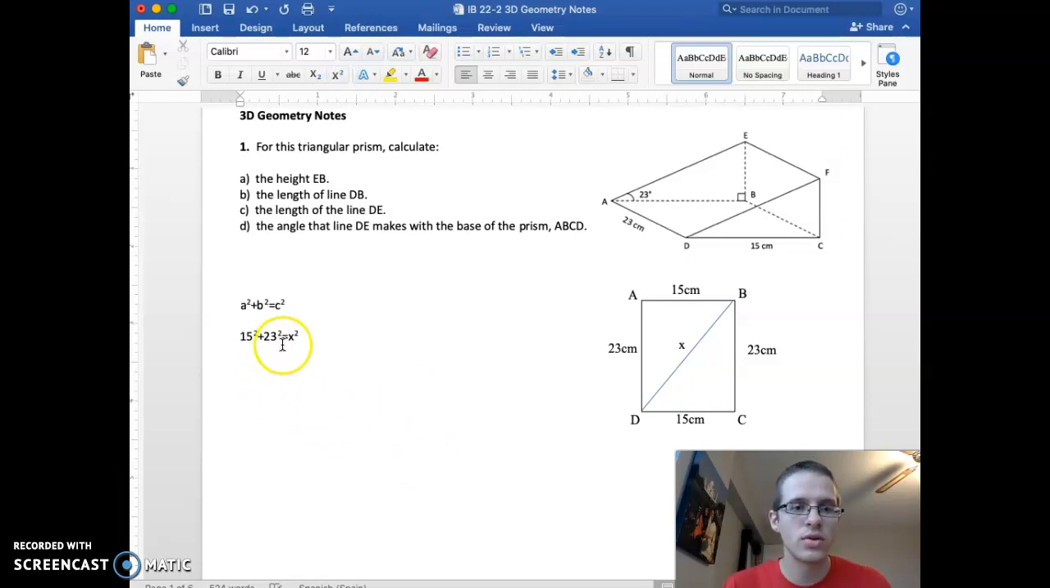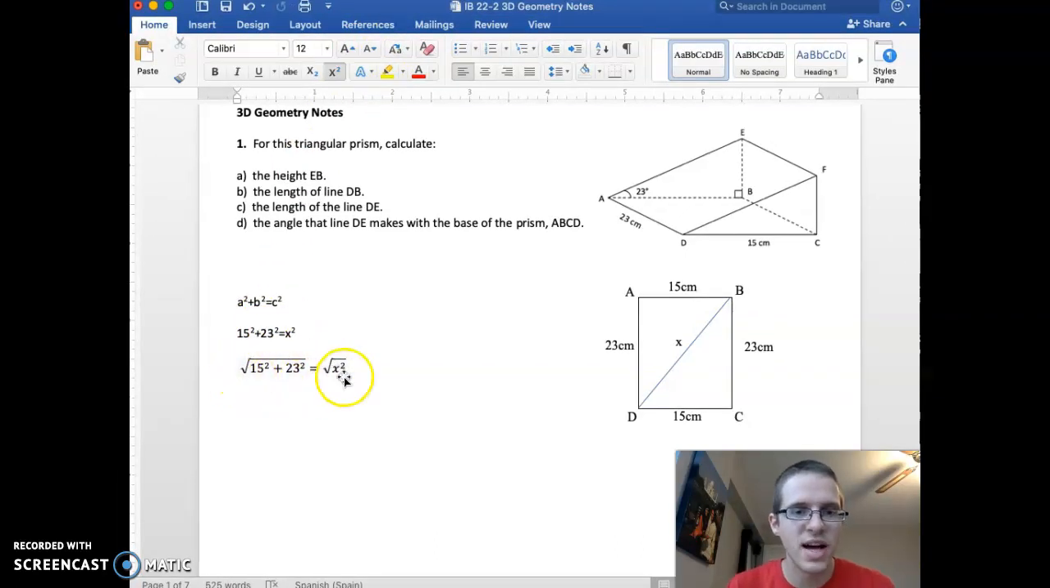So in order to solve for x, you need to take the square root of both sides. The square root of x squared is just going to cancel out to x, and then I have to evaluate this left-hand side. So go ahead and do that, see what you get for your answer for x.